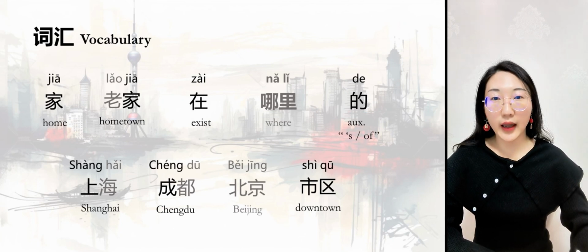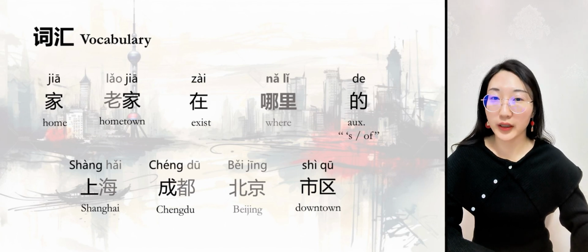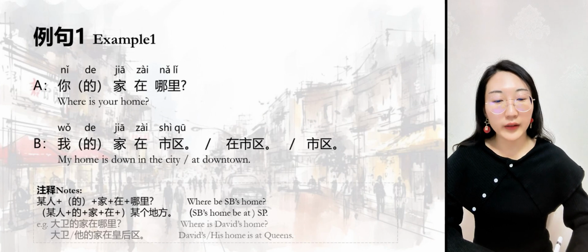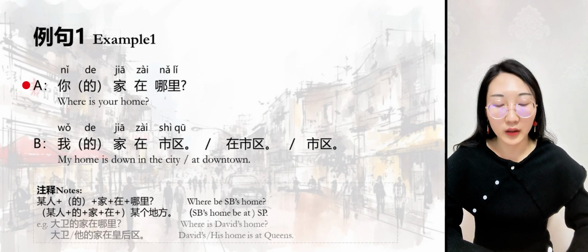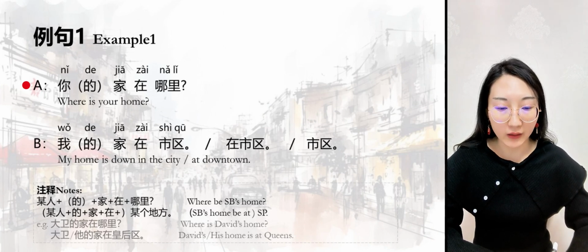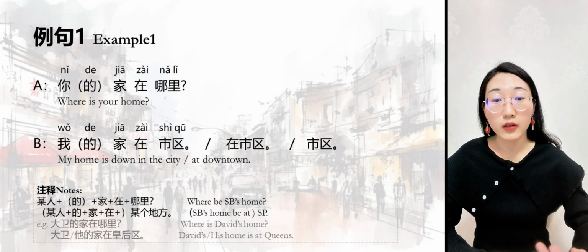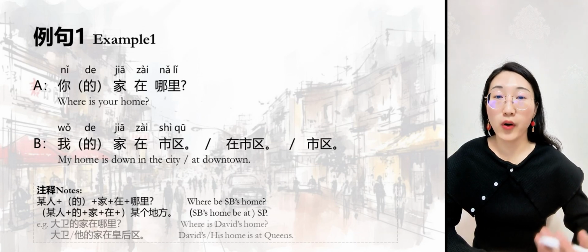today. And as for the other words, their meanings are pretty simple, so we are just gonna see how they are used in sentences directly. Now you can read after me. 你的家在哪里？你的家在哪里？我的家在市区。我的家在市区。你家在哪里？我家在市区。So this sentence is used to ask people where their home is.